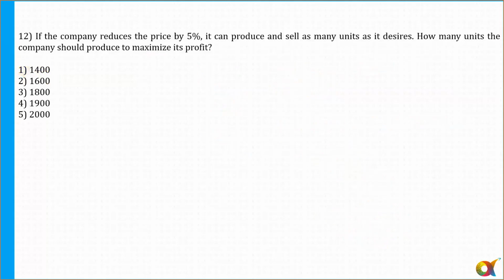Question number 12. Now it says, if the company reduces the price by 5%, it can produce and sell as many units as it desires. So what is the new price? The new price is 125 into 0.95, as I reduced by 5%. So how many units should the company sell? If the price is reduced, I can sell as many units as it desires.